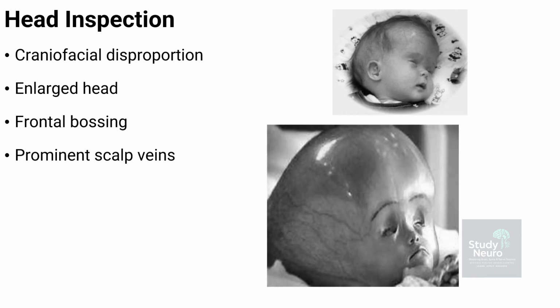The scalp should also be inspected for prominent, dilated veins, a consequence of increased intracranial venous pressure and thinning of the overlying tissues. These visible features provide important clues to the chronicity and severity of hydrocephalus and help distinguish it from other causes of macrocephaly.